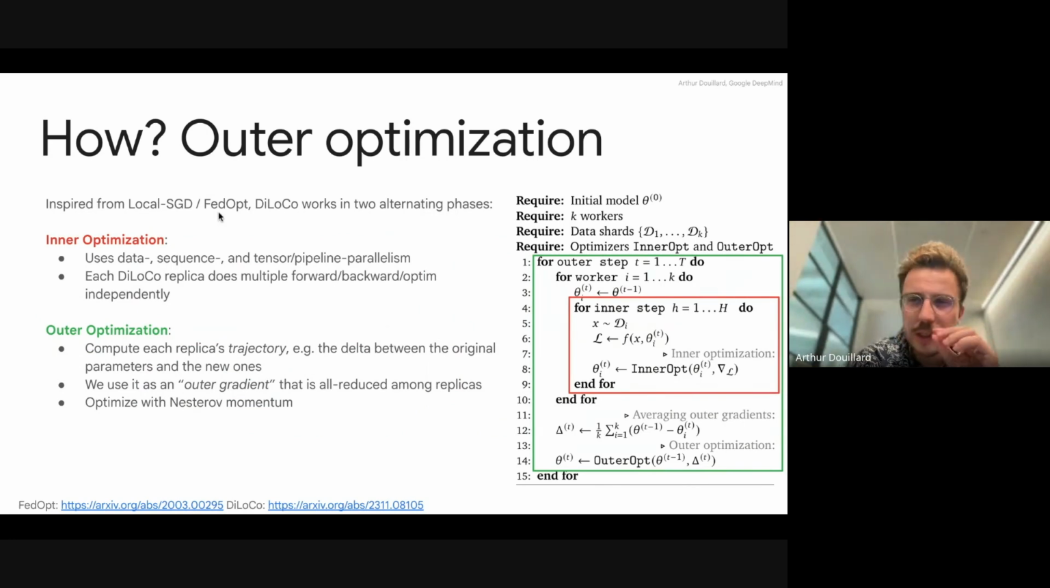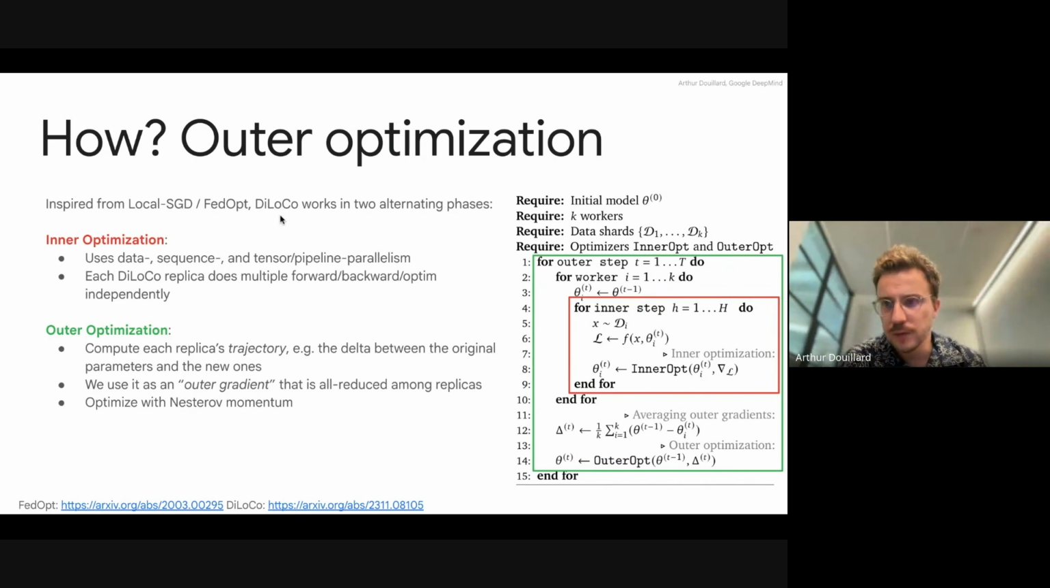There are many small variants that are all quite different. I'm showing here the variant of DiLoCo, which was the best for LLM training.